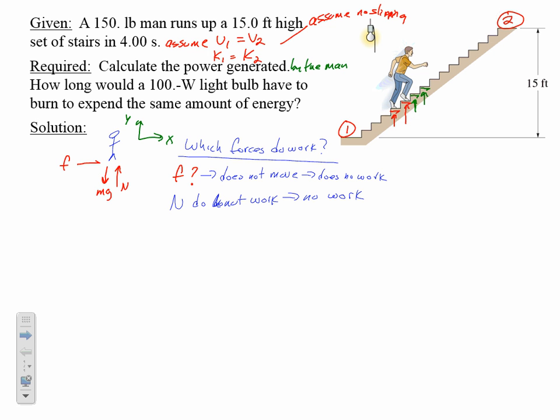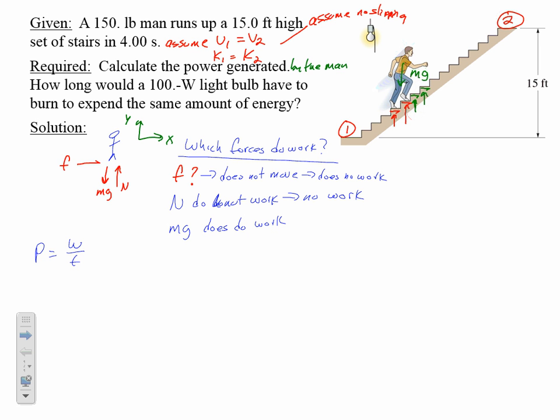Then we have mg. mg does do work. If we drew the mg over here on the picture of the man in green, this mg force on the man, it's moving with his center of mass as he moves up. So the mg does do work. So that's the only term that we can really calculate here, the only force on the free body diagram that does work. So to calculate our power, it's going to be work divided by time. So we need to figure out how much work the man is doing, divide that by the 4 seconds, and that tells us how much power the man is generating.